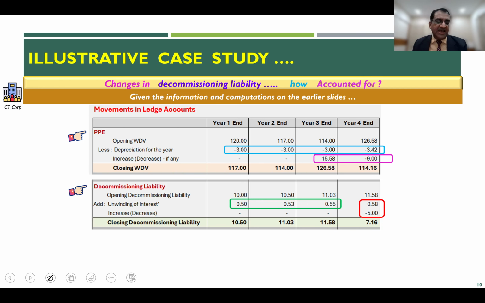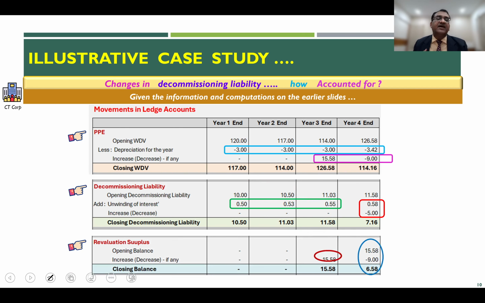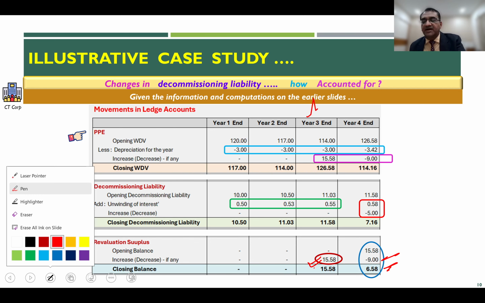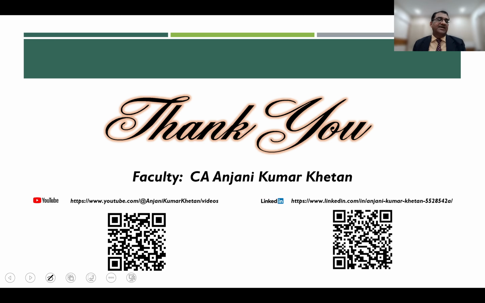And the last of this is how the revaluation surplus will look. First time revaluation is done at the end of year number 3. You have a credit of this much, and then you have a decrease of 9 million. You still have 6.58 million still in the revaluation surplus carried for this particular item of asset. This is what I wanted to cover for this particular video.